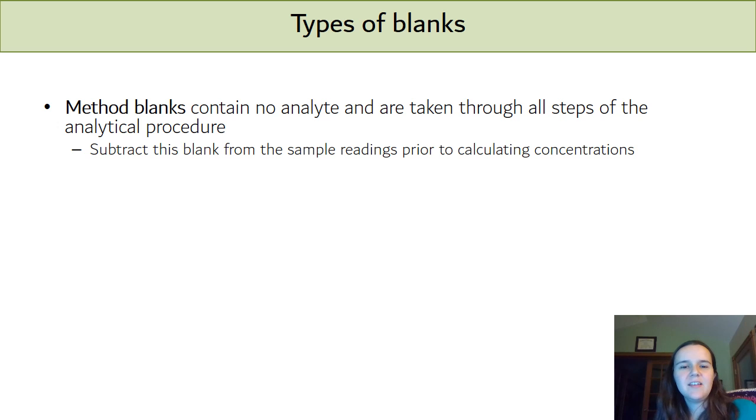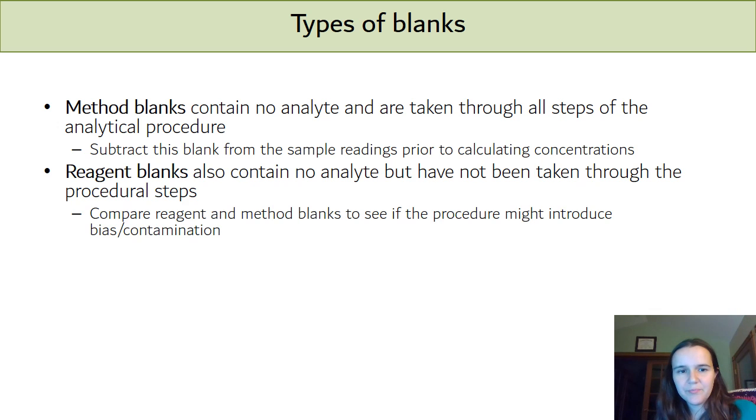So types of blanks. Method blanks have no analyte in them. They go through every single step of the procedure. And that means sample processing, treatment, acidification, whatever it might be. And you're going to subtract this sample blank reading from all other readings before you do your calibration curve and calculate concentrations. Reagent blanks have no analyte. All of the blanks will have no analyte. But the thing about reagent blanks is they've not gone through all of the method steps. They haven't gone through the procedure.